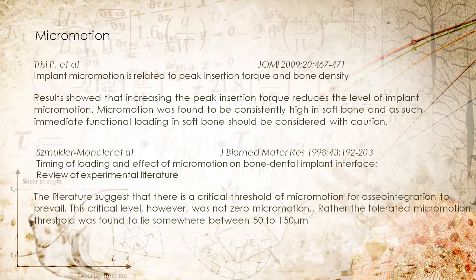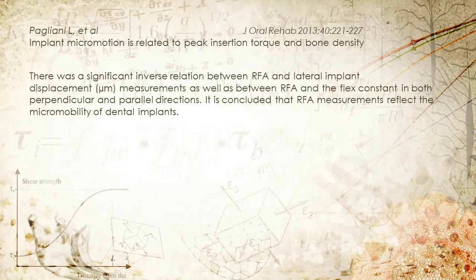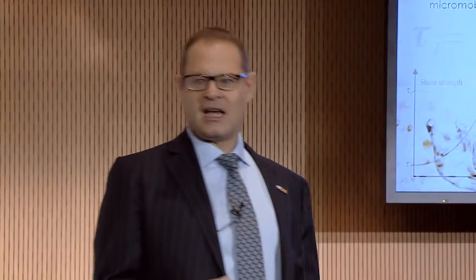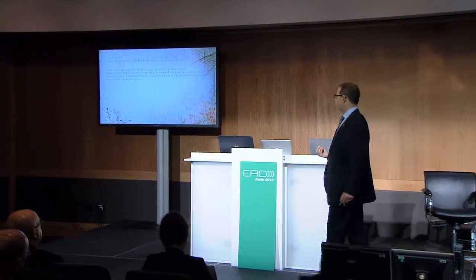Treacy, Smuckler-Moncler, and now, more recently, Pagliani have clearly demonstrated there is a direct correlation, it's an inverse correlation, between RFA and micromotion. Okay? In other words, the less the micromotion, the higher the ISQ. And if you use ISQ in the way it's meant to be used as a dynamic measuring tool, then you should hope to see, at the very least, no loss of stiffness, and at the very best, an increase in stiffness.